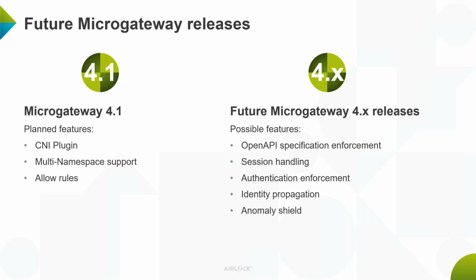We will allow multi-namespace support, so you can instruct the operator to just watch certain namespaces. It will also have allow rules in it, so that you can configure what kind of traffic should be allowed or not. Possible other features which might come in an upcoming release are listed on the right-hand side. Ideas are many. We are just looking from release to release what we should put inside.